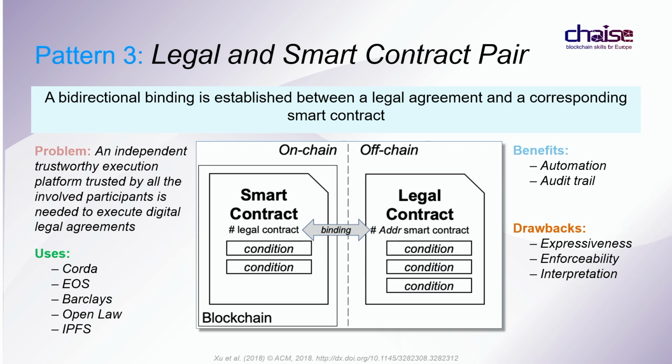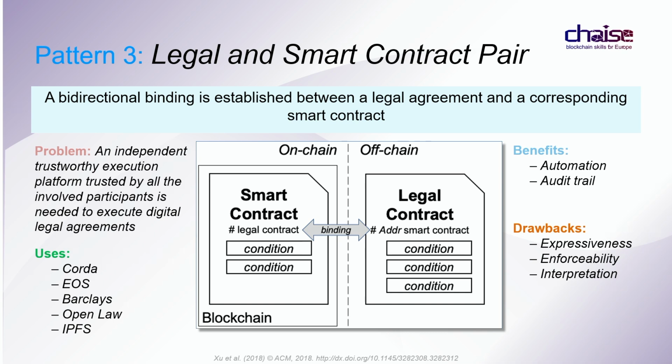Interpretation. There might be many possible ways to interpret contract conditions and encode them in smart contracts. Ambiguity in natural language makes it a challenge to accurately implement legal terms in a way that will be agreed upon by all the involved participants.